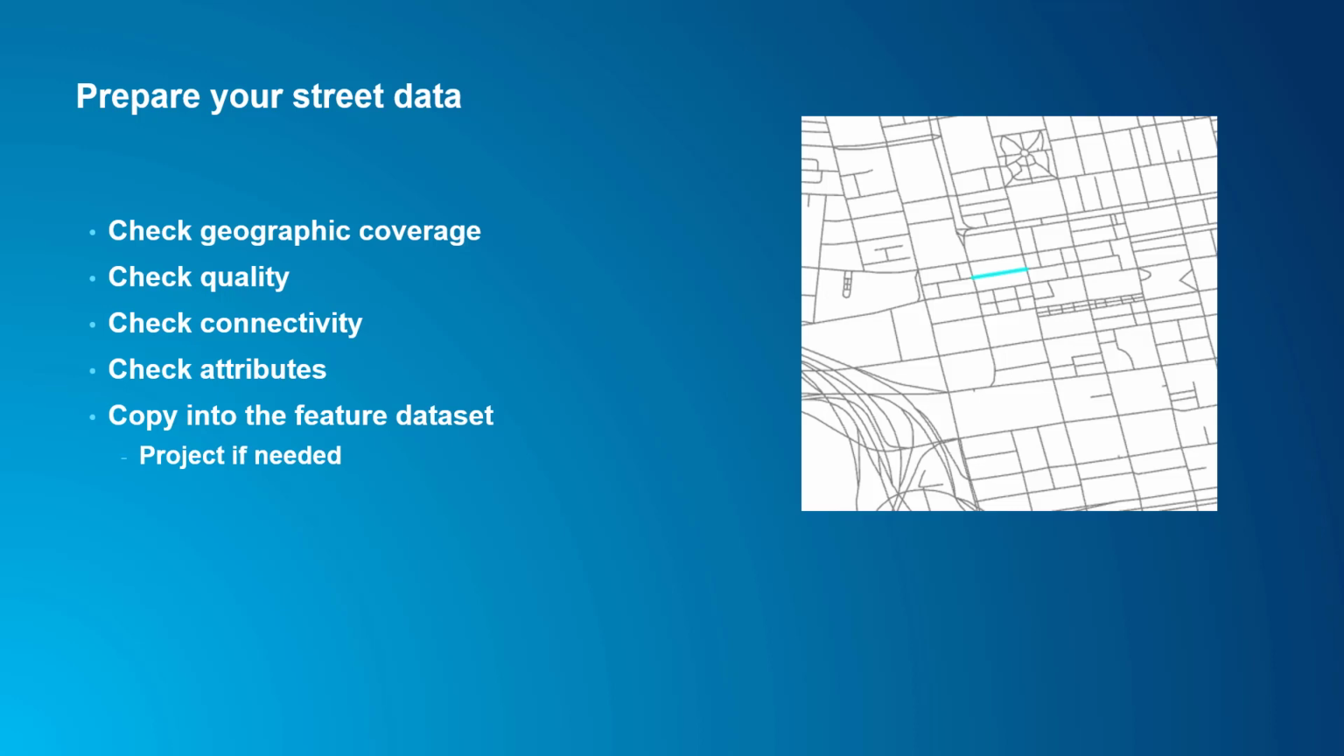The street data also needs to have a field called road class. Once you've investigated your street data and corrected any problems, you need to put it into the feature dataset where the network is going to be created. You can just copy it if it already has the right spatial reference, but otherwise you need to use the project tool to ensure that the spatial reference is converted correctly.